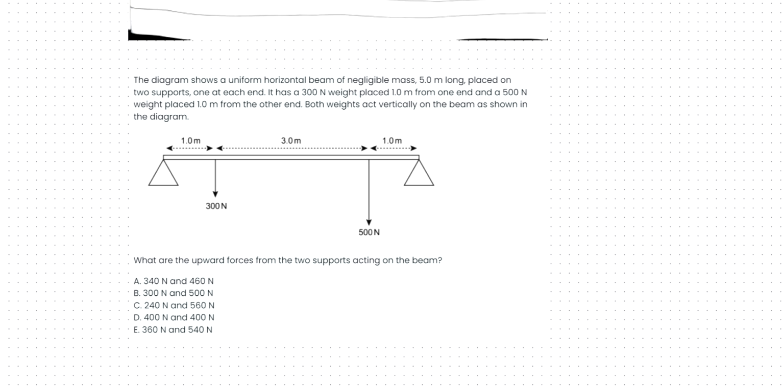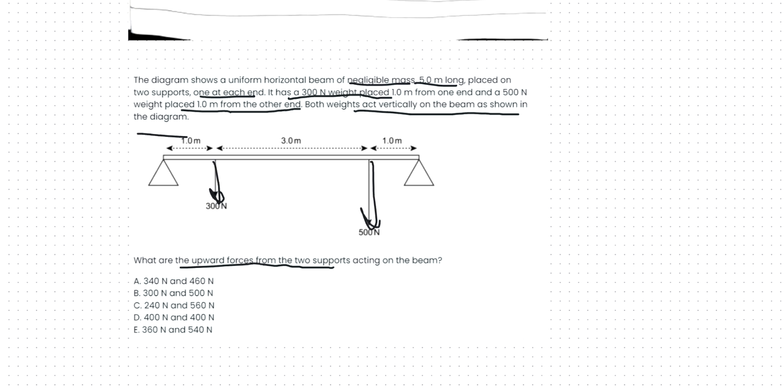All right. So the diagram shows a uniform horizontal beam of negligible mass, 5 meters long, placed on 2 supports, one at each end. It has a 300 Newton weight placed 1 meter away from one end. And from the other end, there is a 500 Newton force that is placed 1 meter from the other end. Both weights act vertically on the beam as shown in the diagram. What are the upward forces from the two supports acting on the beam?